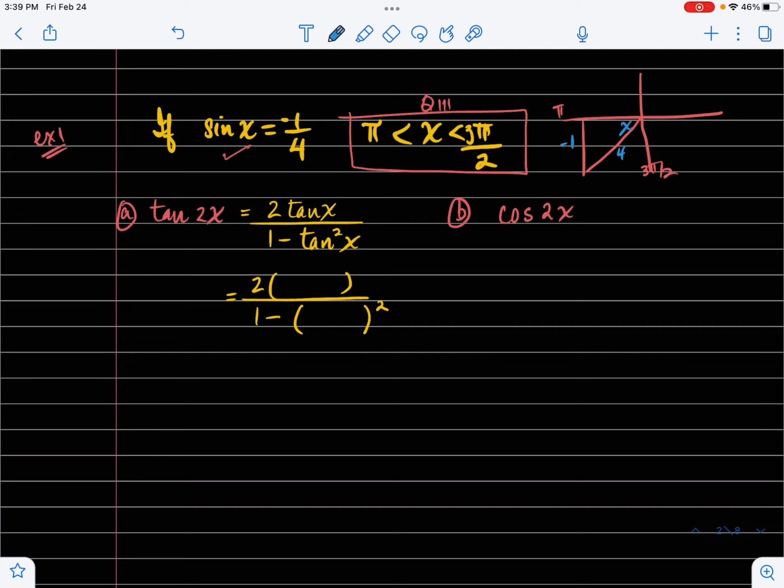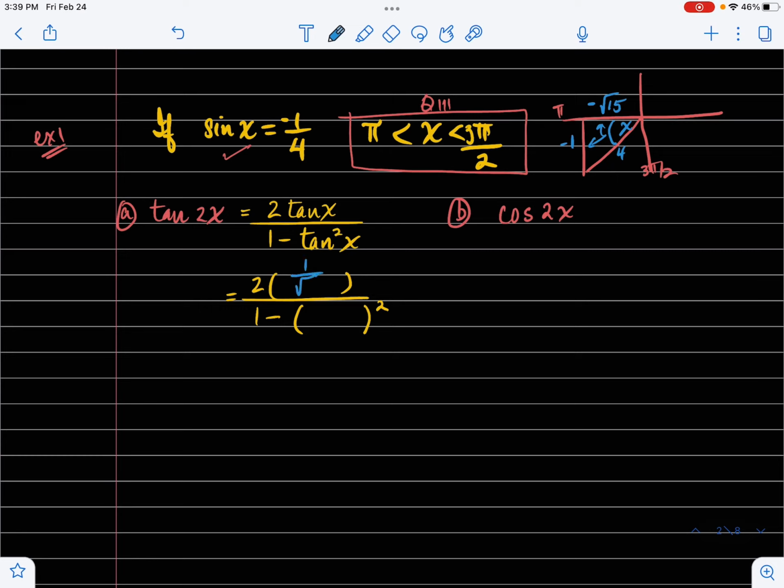Which is 16 minus 1, so root of 15. And then carefully I'm going to put a negative there because I'm in the third quadrant. Both x and y values will be negative. And once my triangle is complete, I can find tangent of x, which will be opposite over adjacent. So negative 1 over negative root 15.